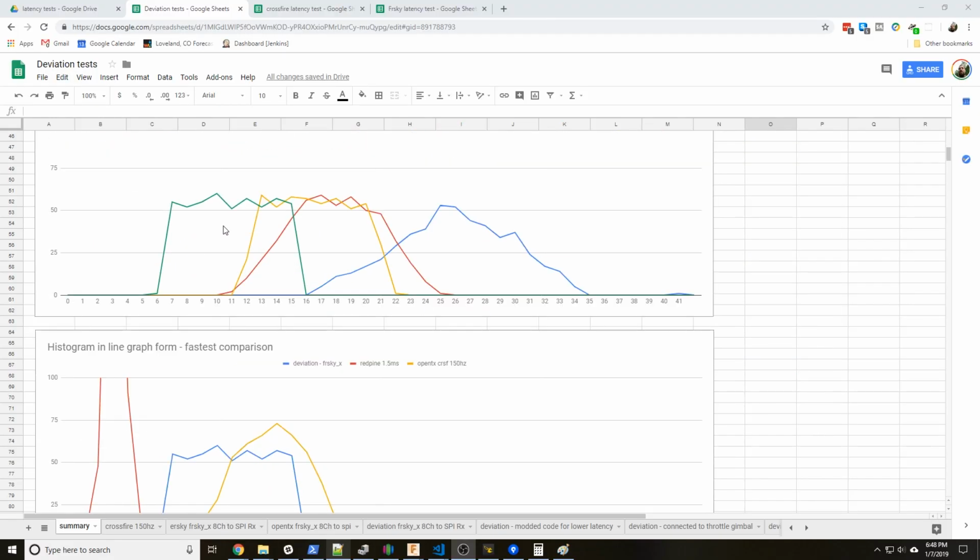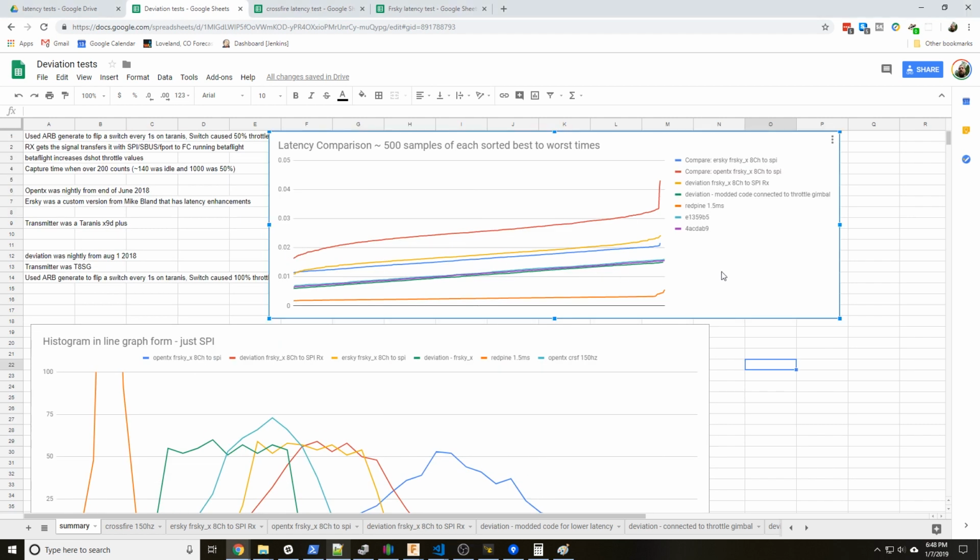I have a couple different graphs of ways to look at this. This first one is just the 500 runs, checking the latency, sorted worst to best, or best to worst. And you can see this particular red line is about 16.7 milliseconds to 33.4 milliseconds. And that's the OpenTX FrSky on a Taranis talking to a SPI receiver. And that's mostly for comparison against deviation.